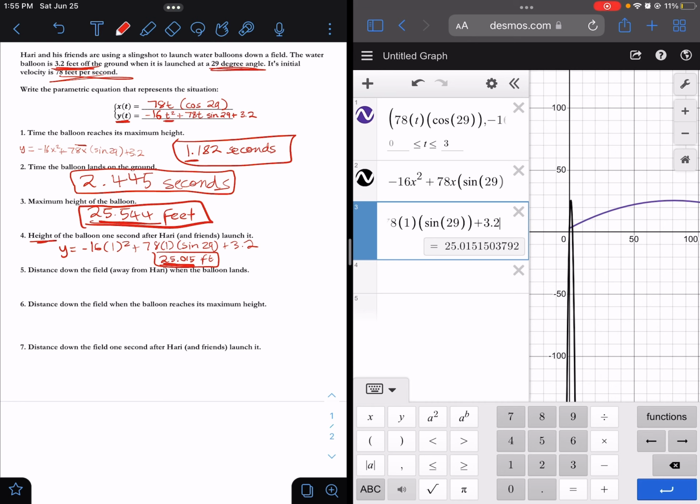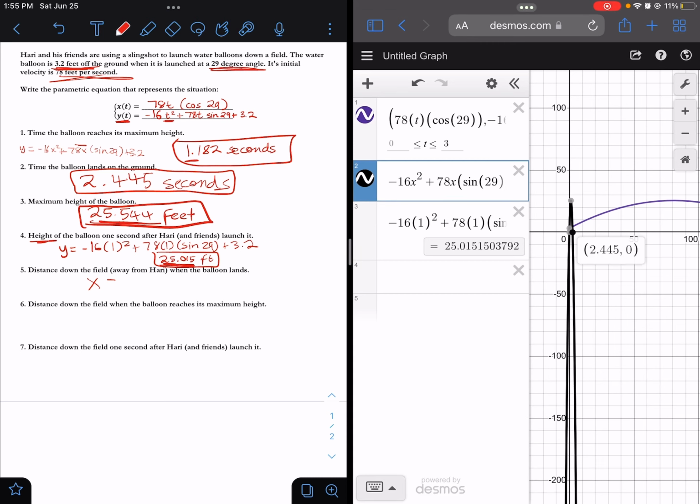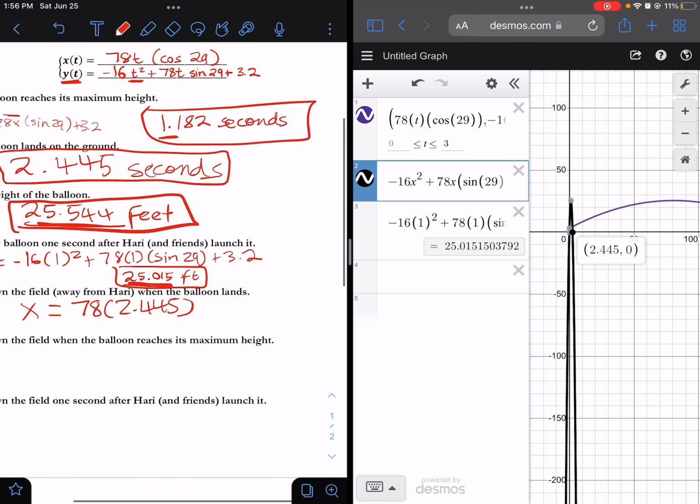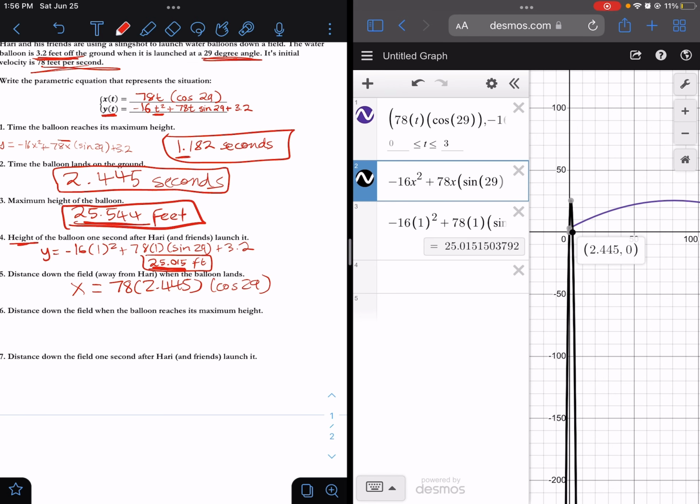Okay, now distance down the field when the balloon lands. How do you figure that out? So distance down the field, meaning we're now trying to figure out our x value. And when our balloon lands, we know that it lands at what time? 2.445. So we just plug in 78 times 2.445 times the cosine of 29 to figure out what our answer is.